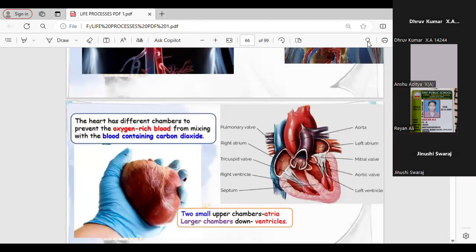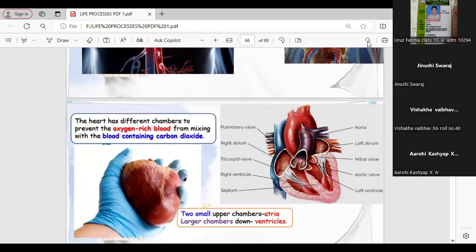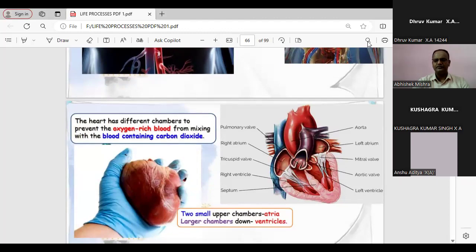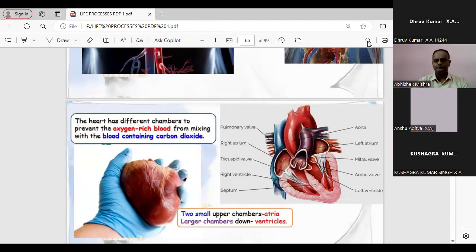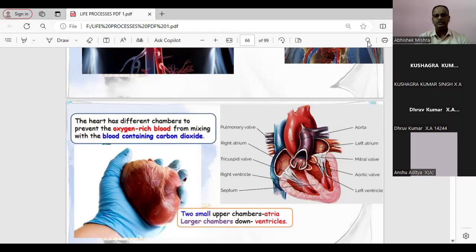Okay, Dhruv Kumar, unmute yourself. Sir, 4 chambers. Okay, fine, correct. There are 4 chambers. Can anyone say why there are 4 chambers? As I already discussed during the offline class, there has been an evolution in the chambers of the heart also. So what does it indicate?